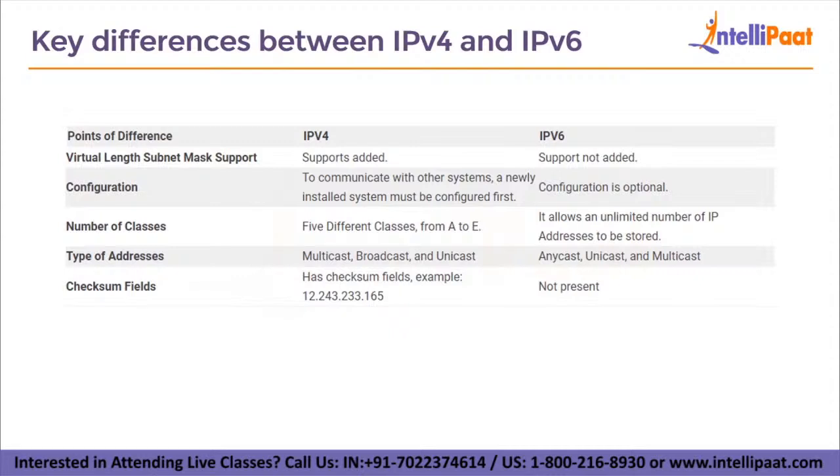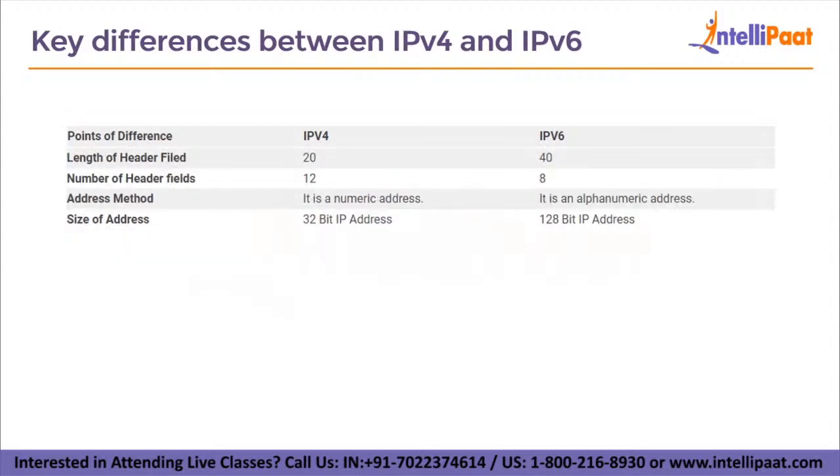Alright, the next factor is checksum fields. So IPv4 has checksum fields. For example, this is the format of the checksum. So it is another security measure adopted by IPv4, and it is not present in IPv6. So in IPv6, the checksum process is skipped because it already has the security layer underneath it. Alright, moving on to the last key differences.